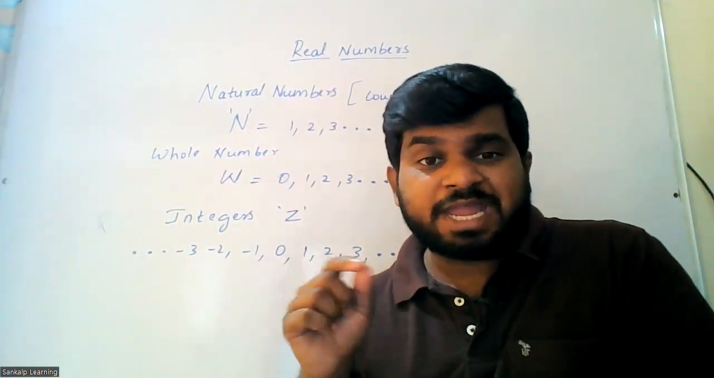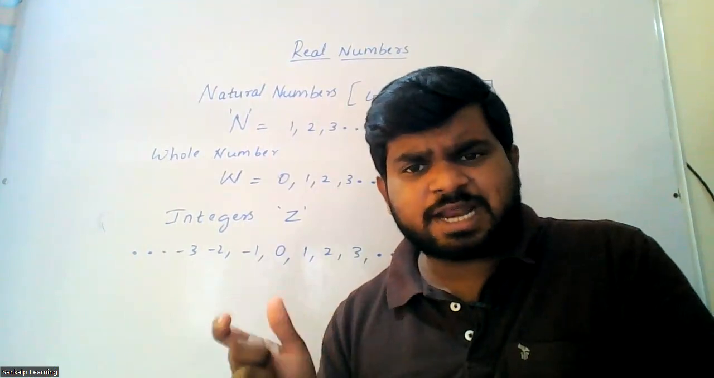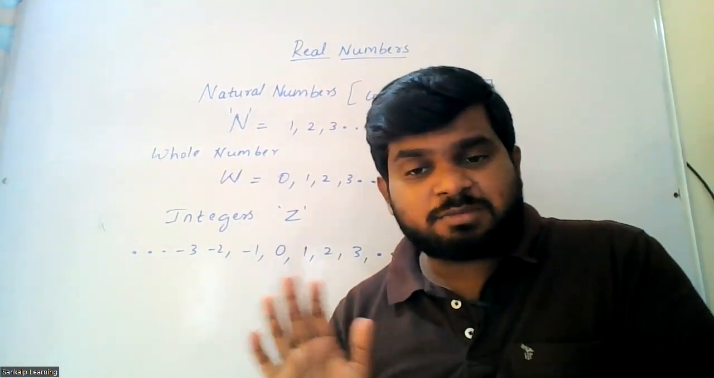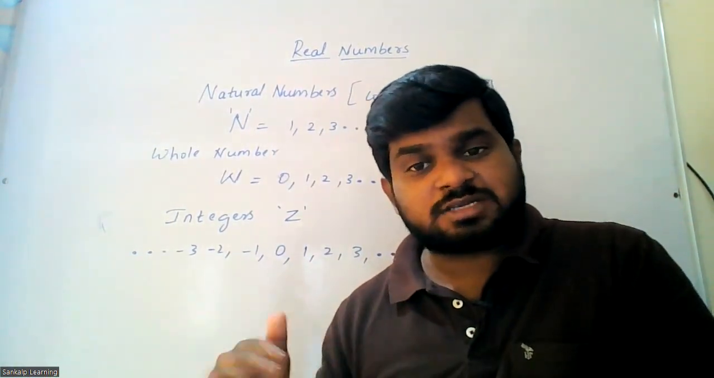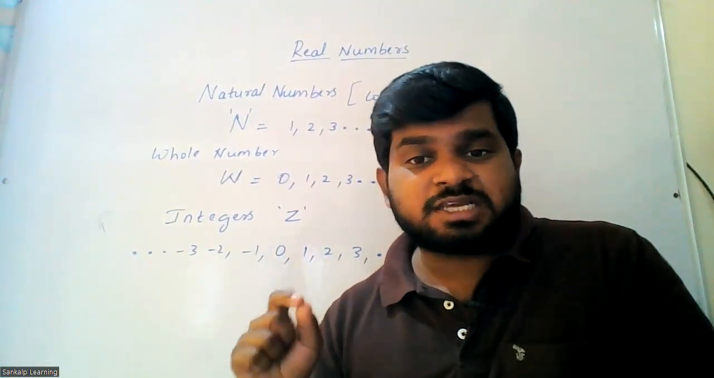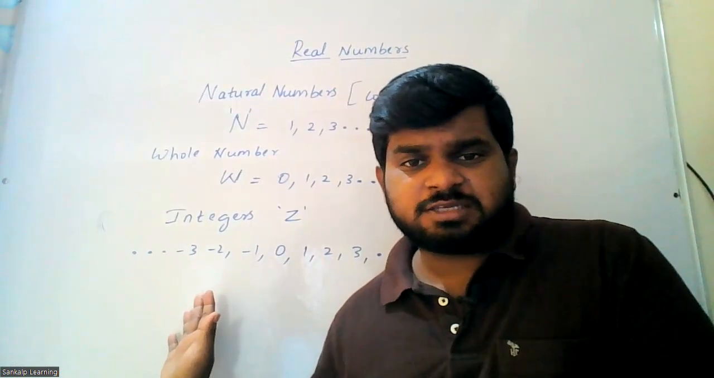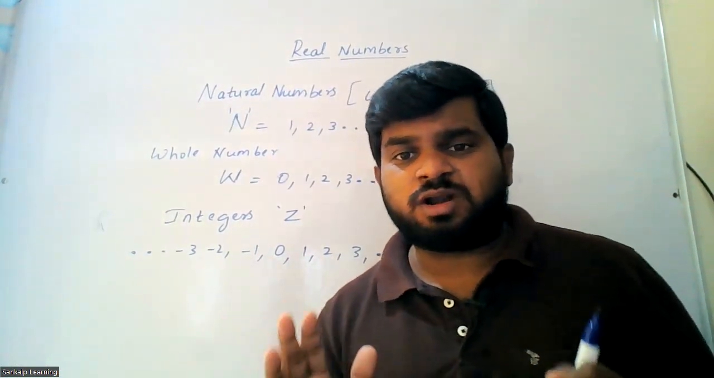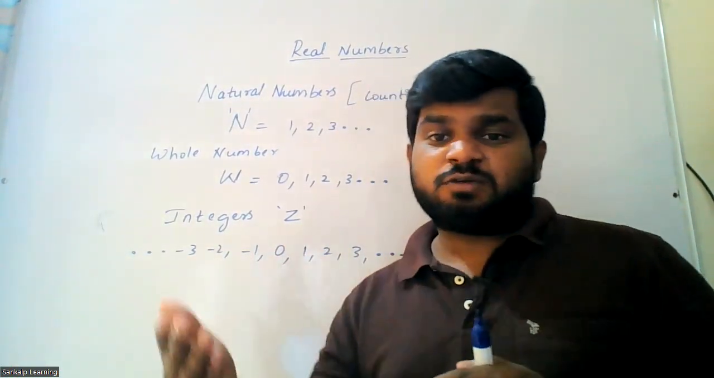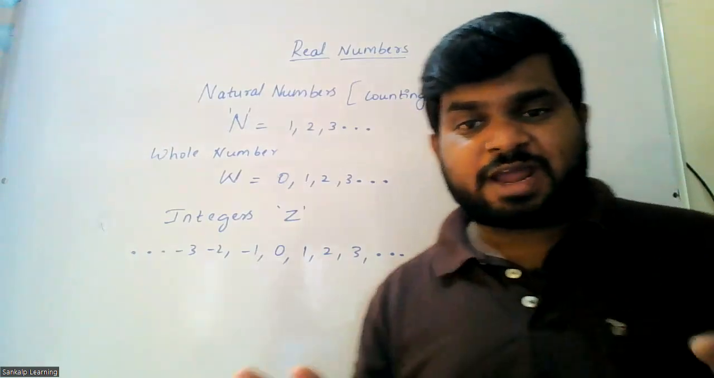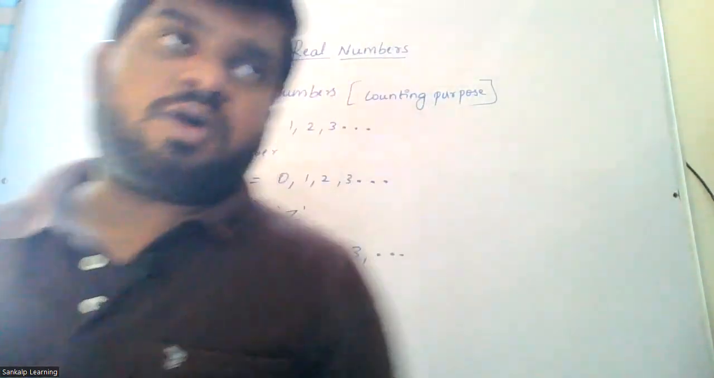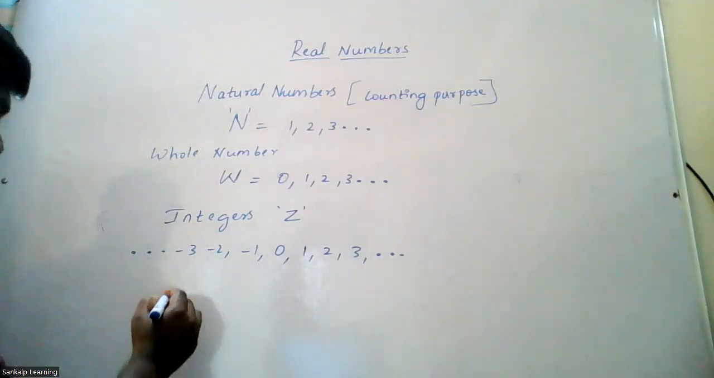Suppose I give you -3/5, it is a negative number. -3/5 is not an integer. It is called something else. -4.5 is a negative number, but it doesn't come in the integers group. The integers group has only natural numbers and negative of natural numbers, which means they don't have fractions or decimals.